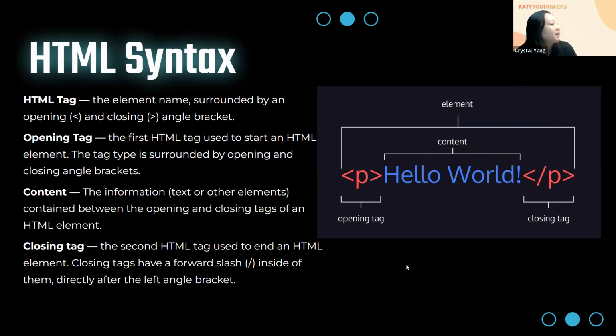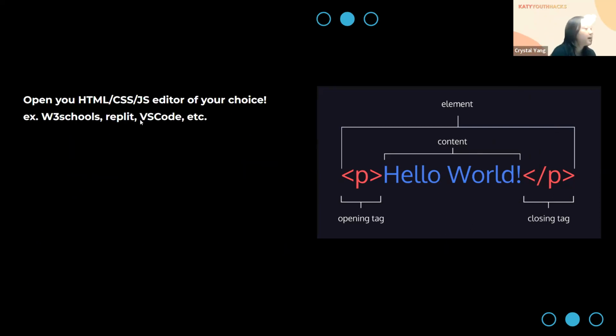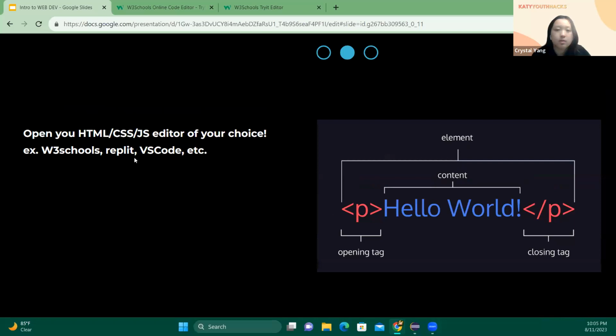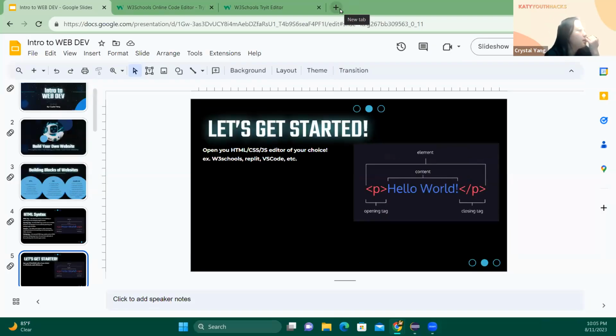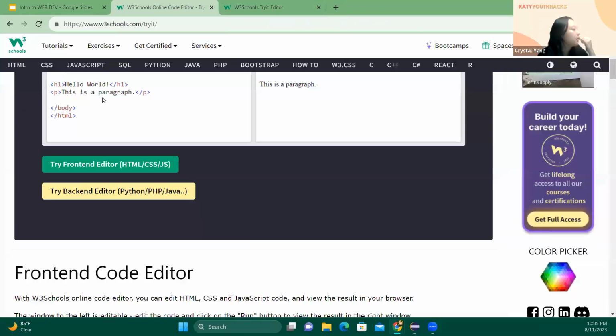So again, we'll be making our own website in this workshop. You can just open up an editor if you're interested in following along. There's a bunch of different options like W3Schools, Replit, VS Code. I probably recommend using W3Schools. If you need help setting it up, you can search up HTML CSS online editor.